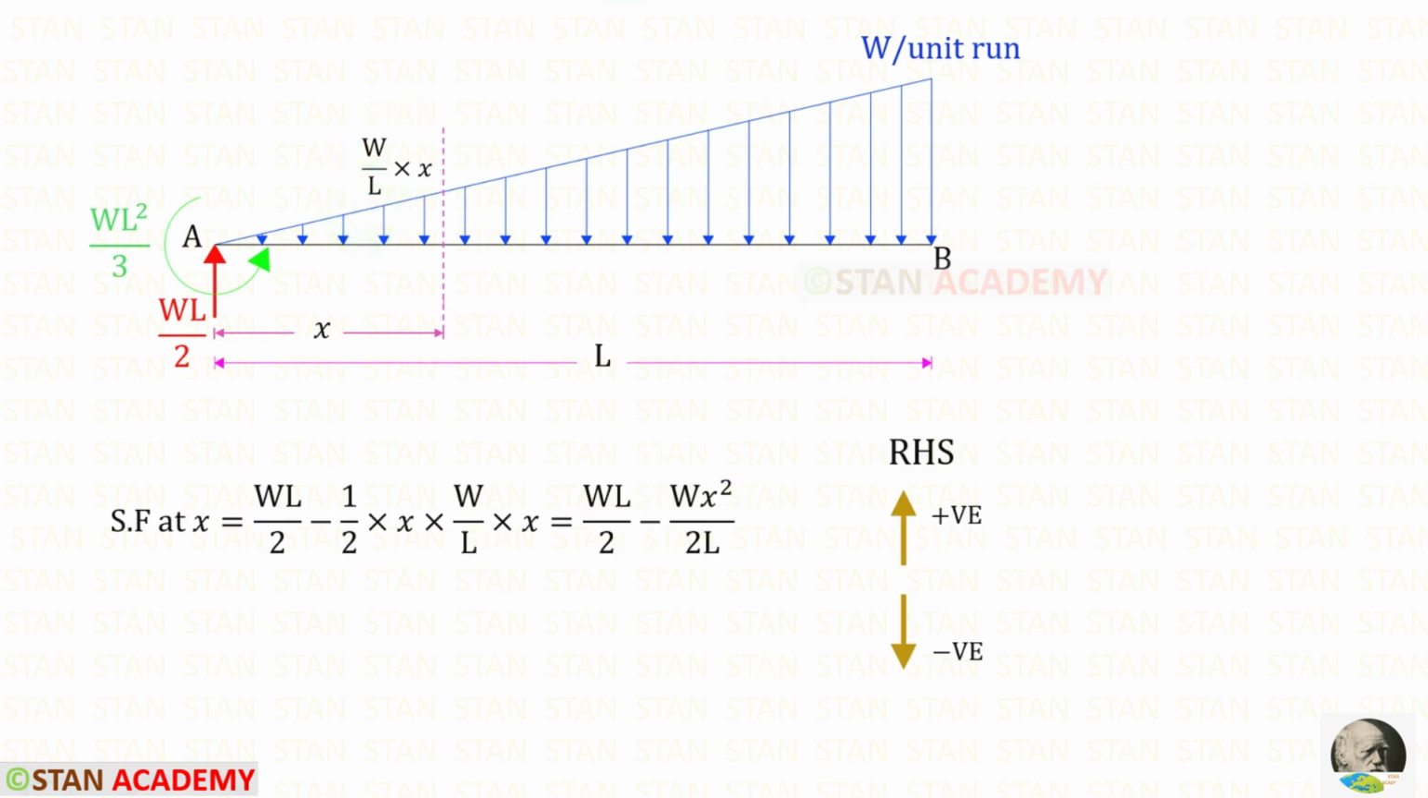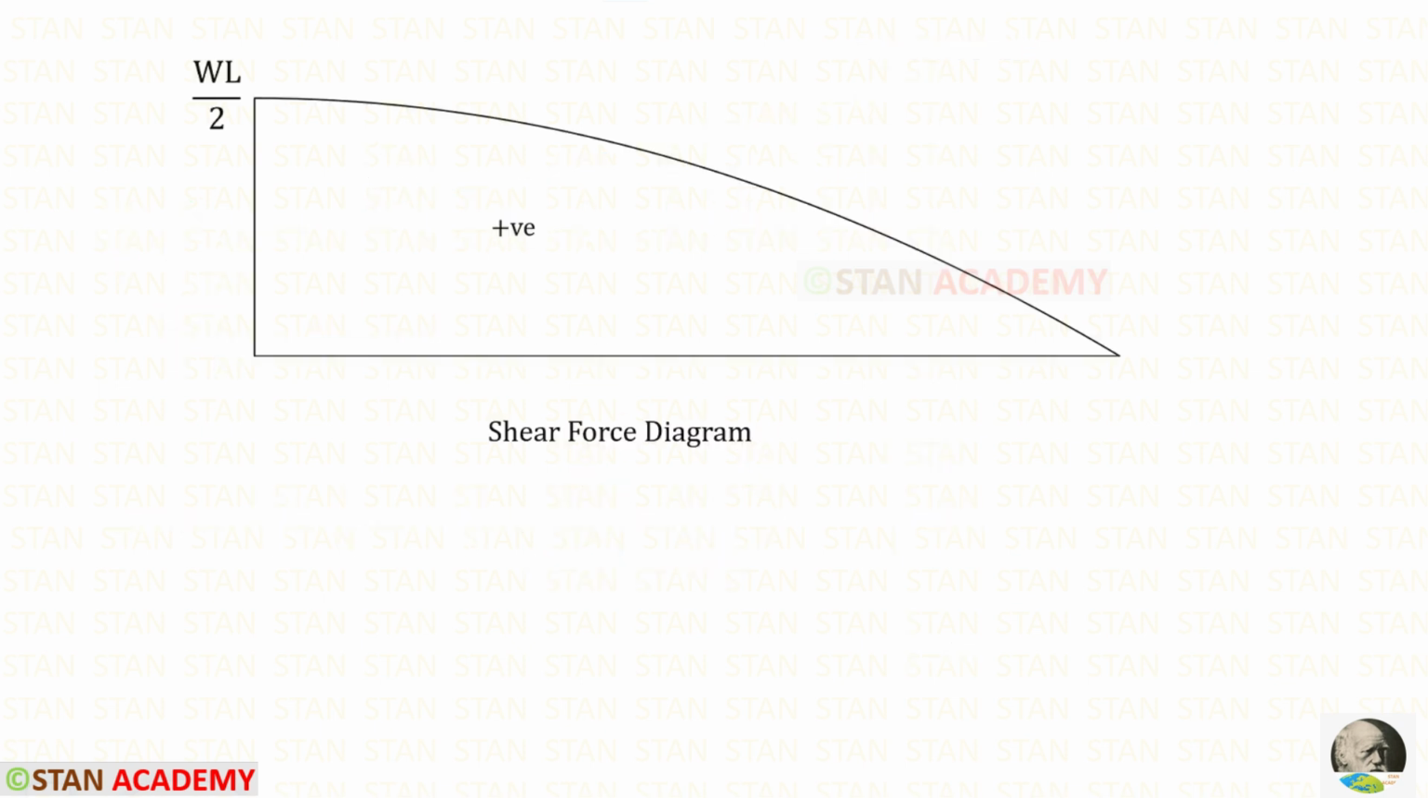Let us find the shear force at X. The reaction at A is acting upwards, so it will be positive. The UVL is acting downwards, so it will be negative. For the UVL, we have to take this area. We know the area formula of a triangle, half into B into H. Here the breadth is X and the height is W upon L into X. So this is the area. So for the shear force at X, we will get this. Here you can see the shear force diagram.